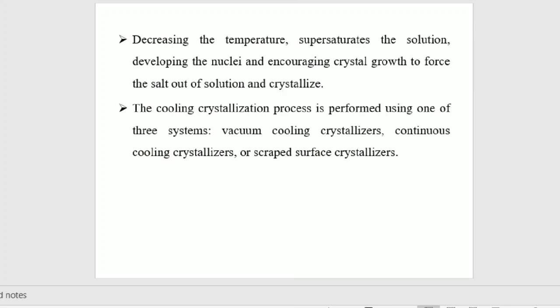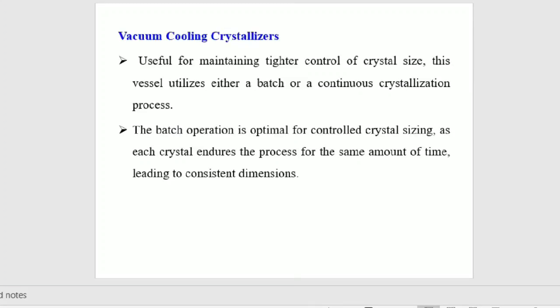While the temperature decreases, the solution attains the supersaturated condition and the nuclei will form. Now, it encourages crystal growth to form crystals. So, it can be performed by using a vacuum cooling crystallizer, continuous cooling crystallizers or scraped surface crystallizer. Vacuum cooling crystallizer is useful for maintaining tighter control of crystal size. This vessel utilizes either a batch or a continuous mode of crystallization process.